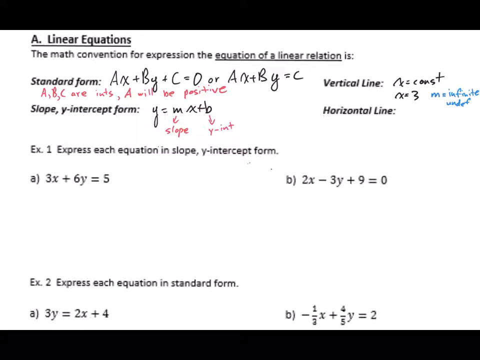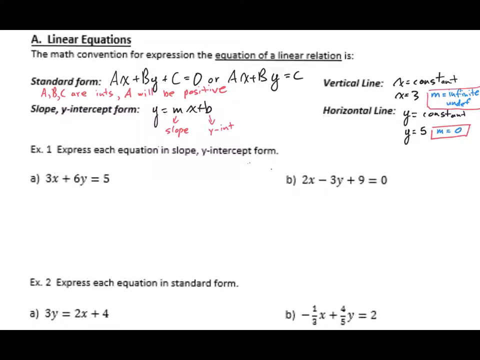When we're talking about horizontal lines, we're talking about any equation where y is equal to a constant. An example would be y = 5. That produces a horizontal line, and in this case, our slope m is equal to 0. Very important concepts to understand, guys. Now we're going to move on to example 1.